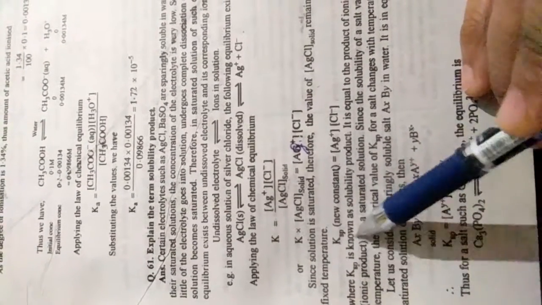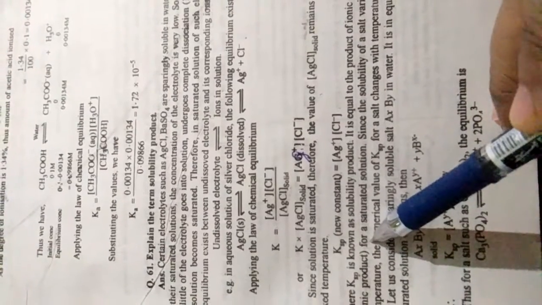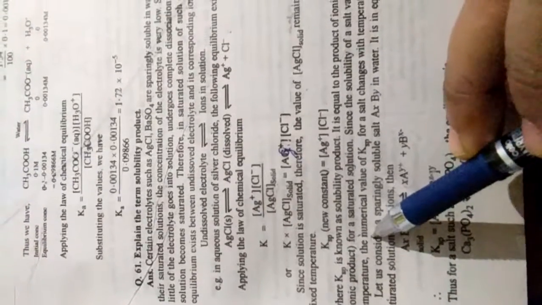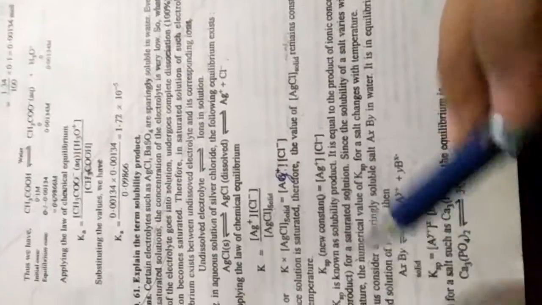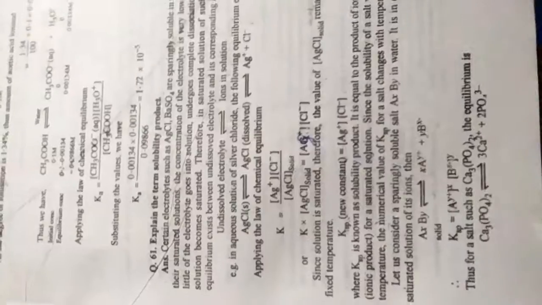You know very well Ksp is known as the solubility product. It is equal to the product of the ionic concentrations of their ions for a saturated solution. Since the solubility of the salt varies widely with temperature, it means the value of Ksp, the equilibrium constant for the solubility product, also varies, that is, it changes with the temperature.